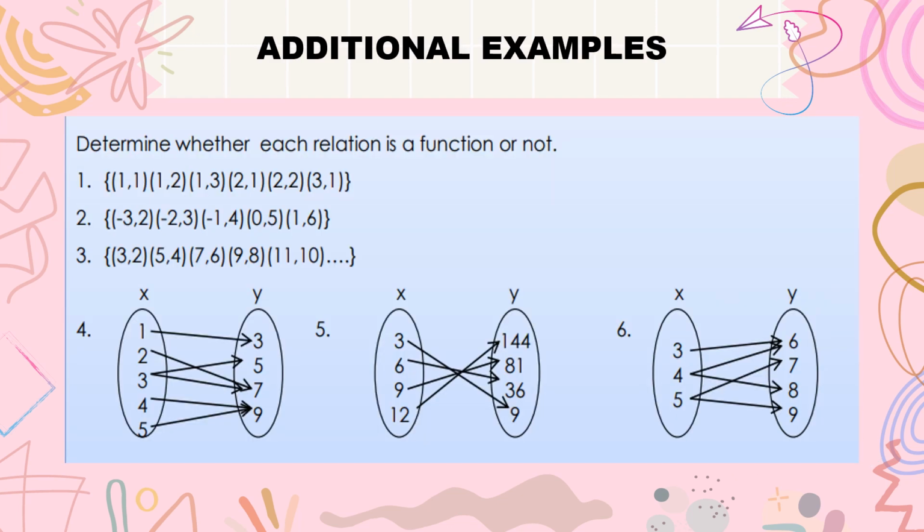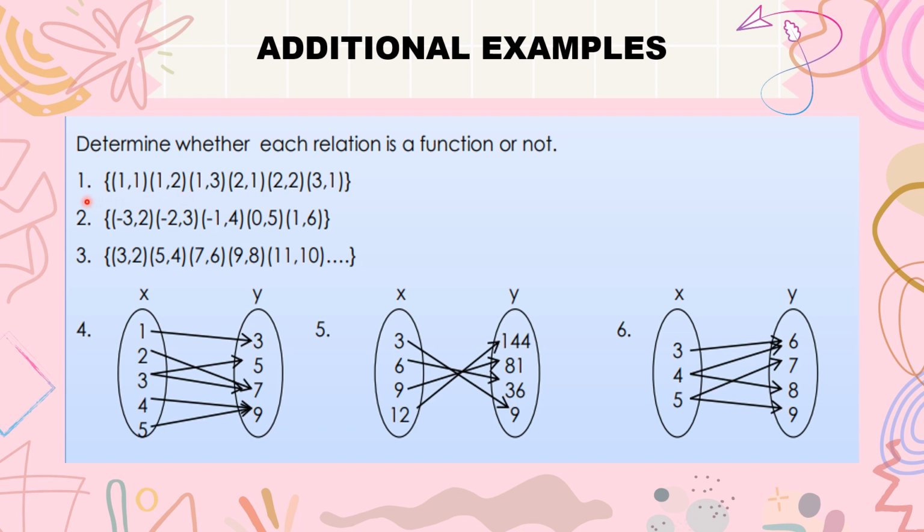Let's have additional examples for you to master the lesson. For the direction, determine whether each relation is a function or not. For numbers 1 to 3, it is a set of ordered pairs. So kapag ordered pair ang given, titignan lang natin ang mga first coordinate or domain. Kapag walang naulit na domain, it is a function. Pero kapag may naulit na domain, it is no longer a function.